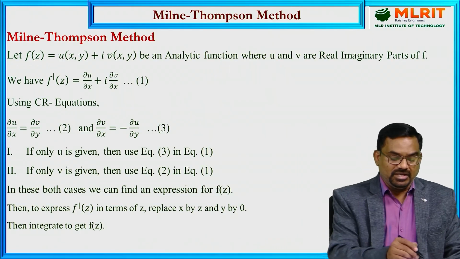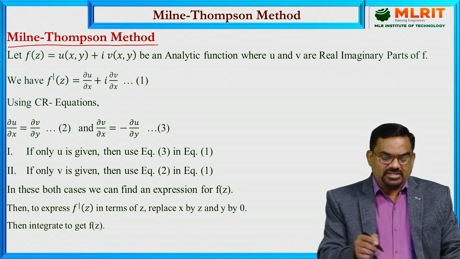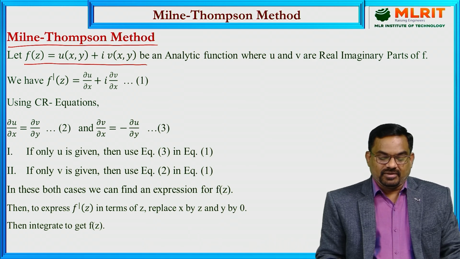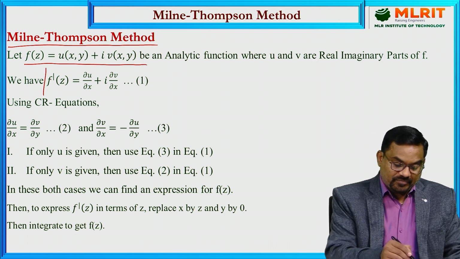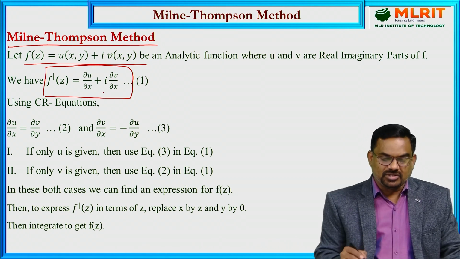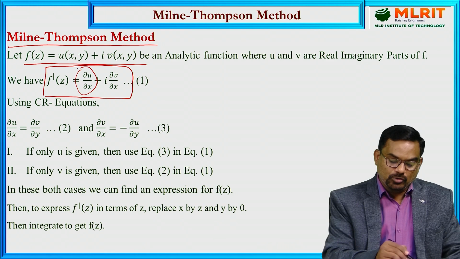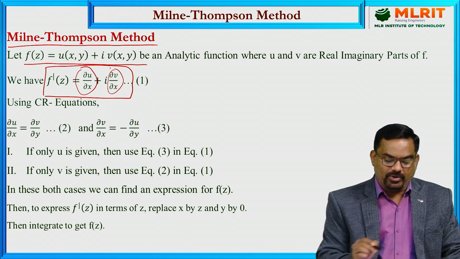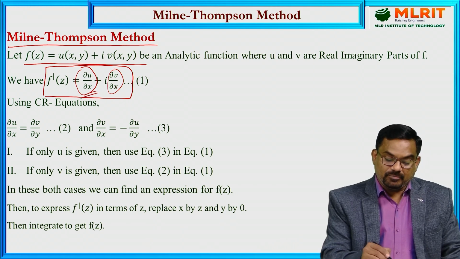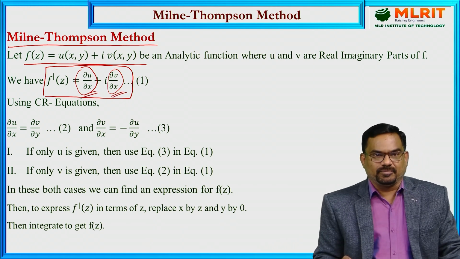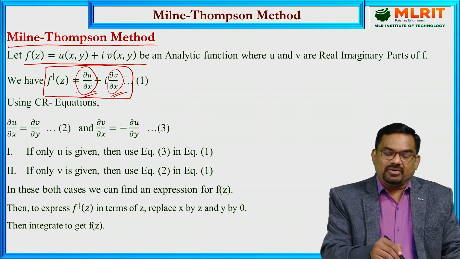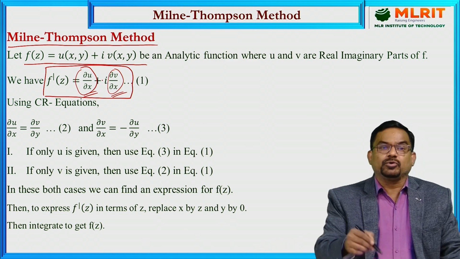Coming to this Milne Thompson method, let us consider an analytic function f of z in the form of u plus iv. Then the derivative f dash z can be calculated as dou u by dou x plus i into dou v by dou x. Here, these are the partial derivative of u with respect to x and the partial derivative of v with respect to x. So the derivative of f is in the form of two partial derivatives of the two functions u and v.